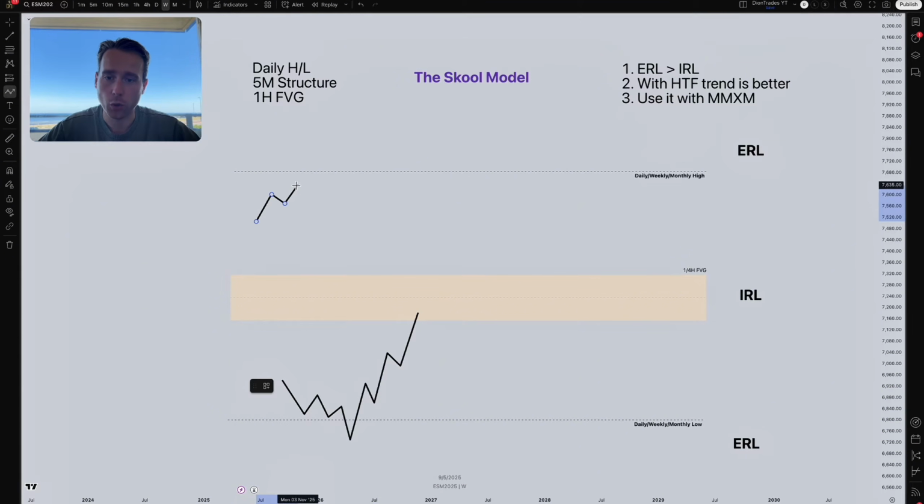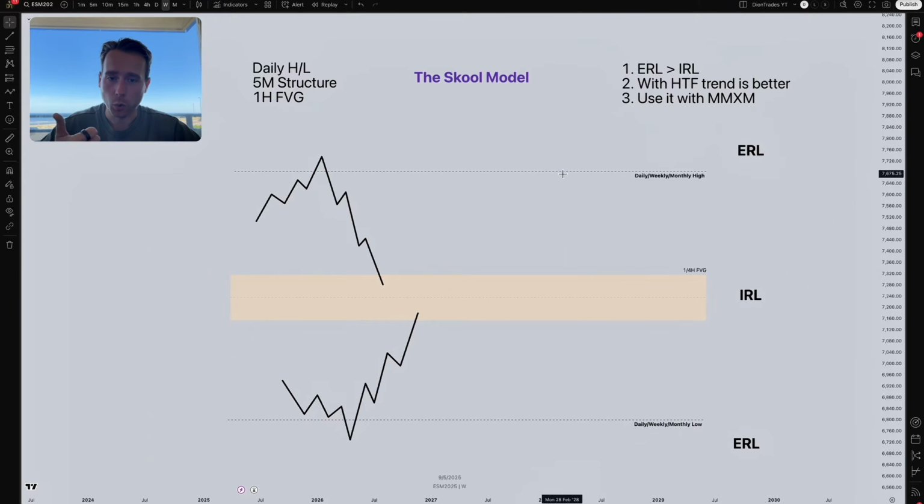Price goes to an all daily, weekly, or monthly high, breaks structure, and then we go to the internal range liquidity. The core Skool model is very simple. It's a daily high and low, it's a 5-minute structure, and we target a 1 hour fair value gap. So in this example, this is a daily high, this is a 5-minute structure, and we target a 1 hour fair value gap. Same here, we target a daily low, 5-minute structure, and target a 1 hour fair value gap.